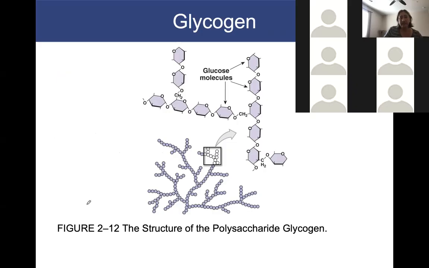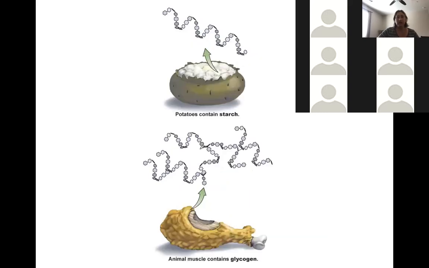Here's what glycogen looks like. So it's really pretty. It's a glucose molecule bound to a glucose molecule bound to a glucose molecule. And it's just this chain of glucose molecules. So glycogen is just a complex chain of glucose molecules. That's all it is. Here's glycogen. This is supposed to be skeletal muscle, even though it's fried chicken. So glycogen is found in skeletal muscle. It's also found in our liver.